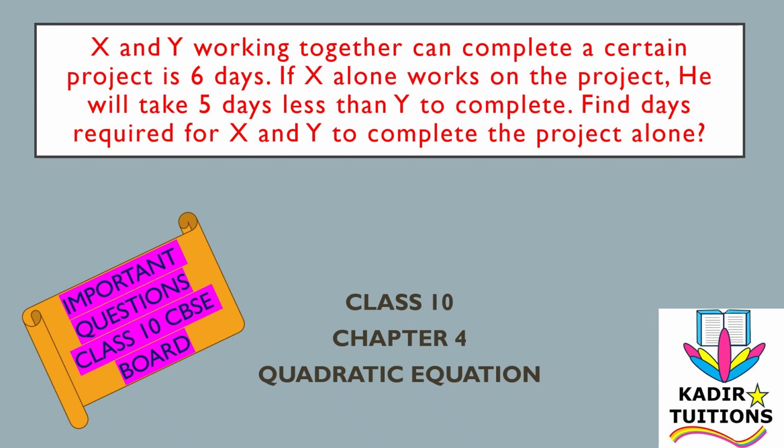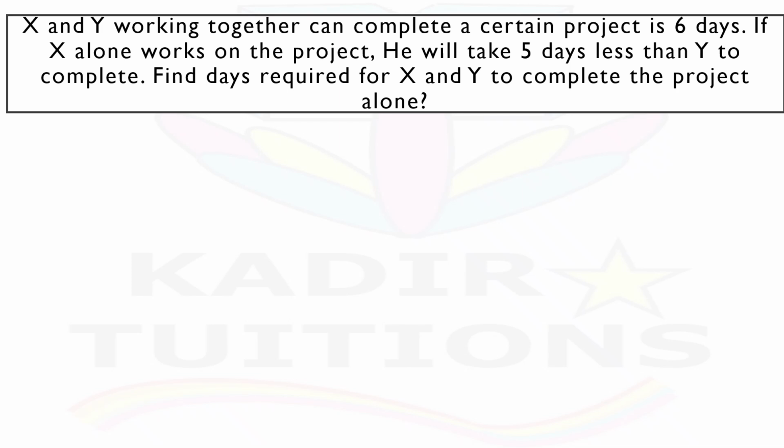In this video we are going to see a problem of quadratic equation, and this is a time and work problem. Let's look into the problem. X and Y working together can complete a certain project in 6 days. So first we will write that X plus Y together do a particular work in 6 days.